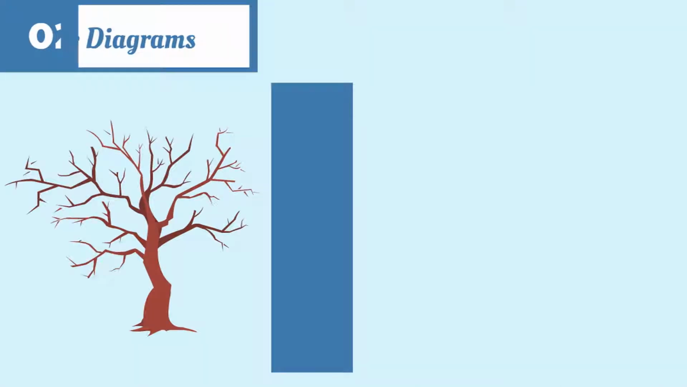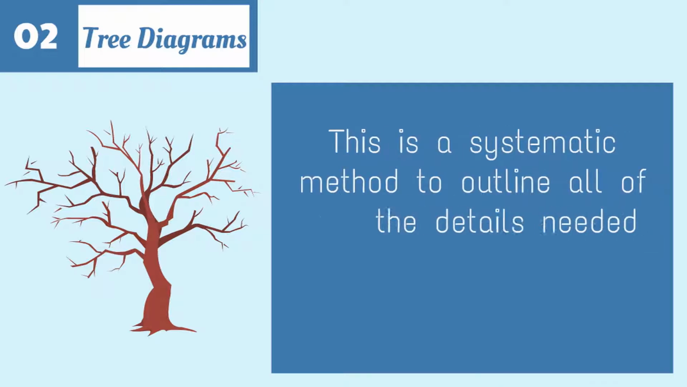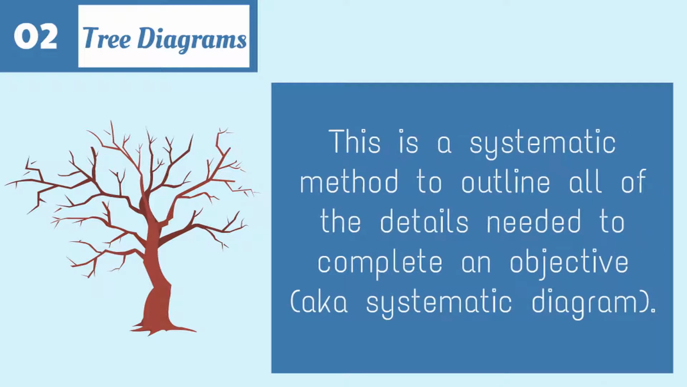2. Tree diagrams. This is a systematic method to outline all of the details needed to complete an objective, aka systematic diagram.